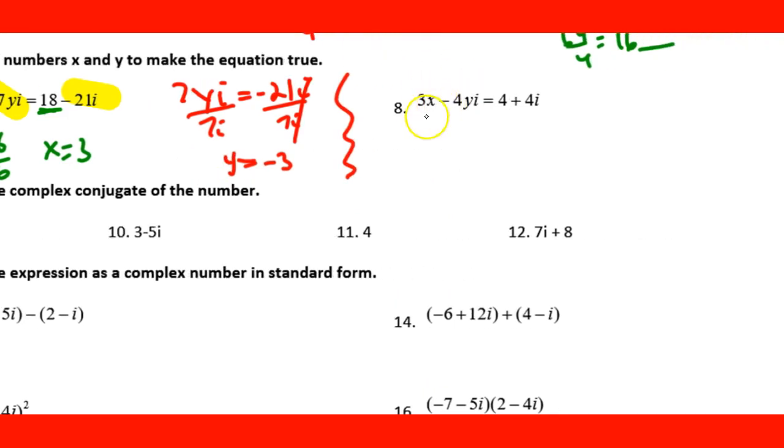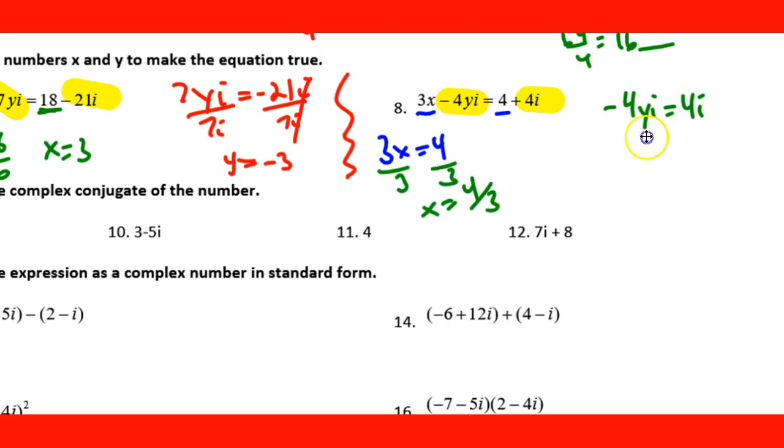Again, over here, you have the real part, and then you have the imaginary part, because you know the imaginary part has the i. See the i? So now you have set the real parts equal to each other, and you gotta set the imaginary parts equal to each other. Right there. So now you solve for x. And right here, you're going to solve for y, alright?